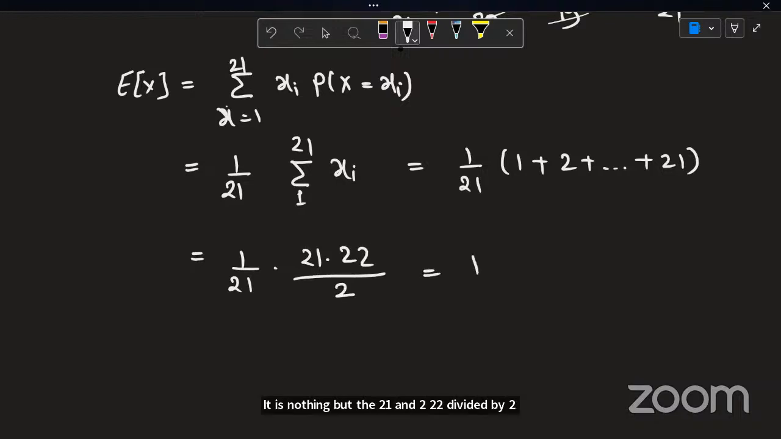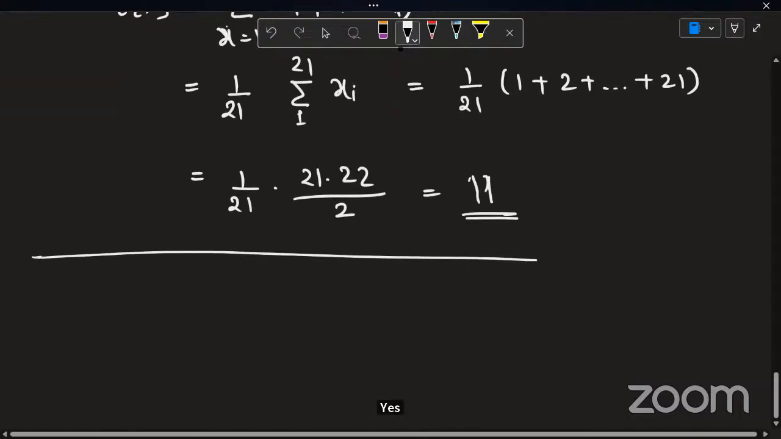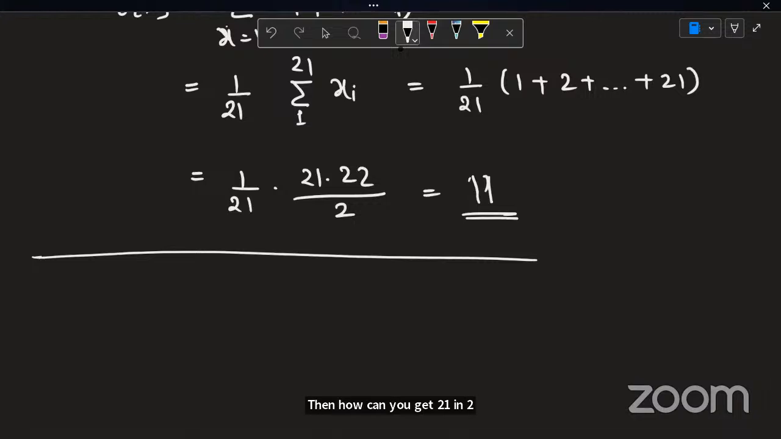So it's 11. Okay, did you get the solution? How can you get 21 into 22 divided by 2? The sum of the first n natural numbers is n into n plus 1 divided by 2.